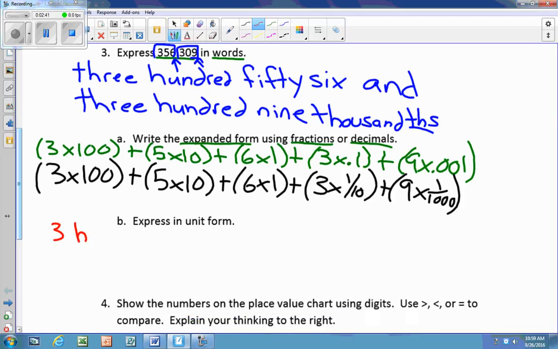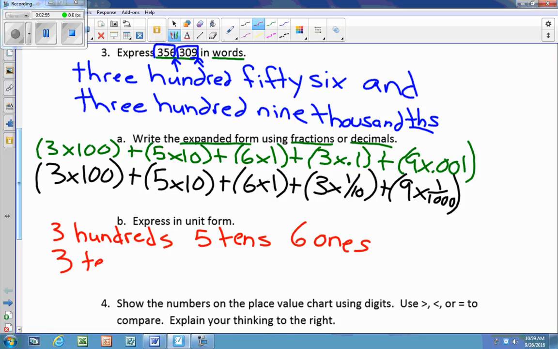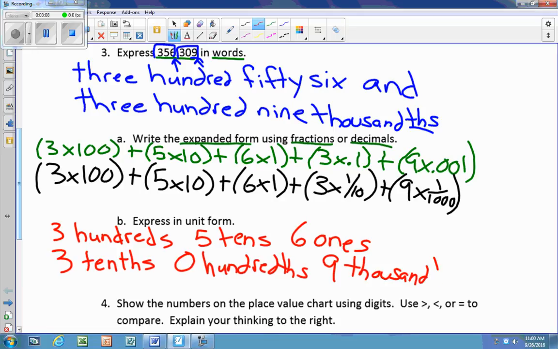Then in unit form, it's just telling me what place everything is in. So the 3 is in the hundreds, the 5 is in the tens, the 6 is in the ones, the 3 is in the tenths, the 0 is in the hundredths, and the 9 is in the thousandths. And that's how I do my unit form.